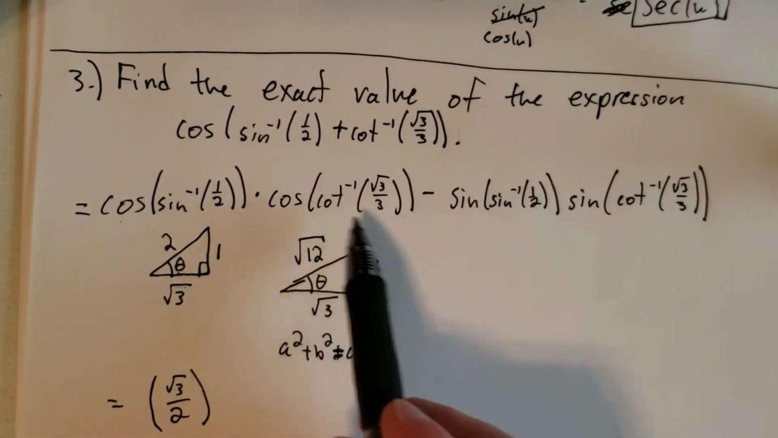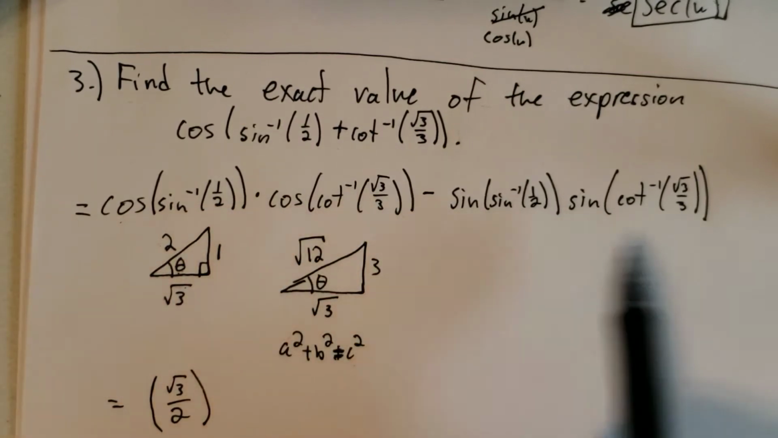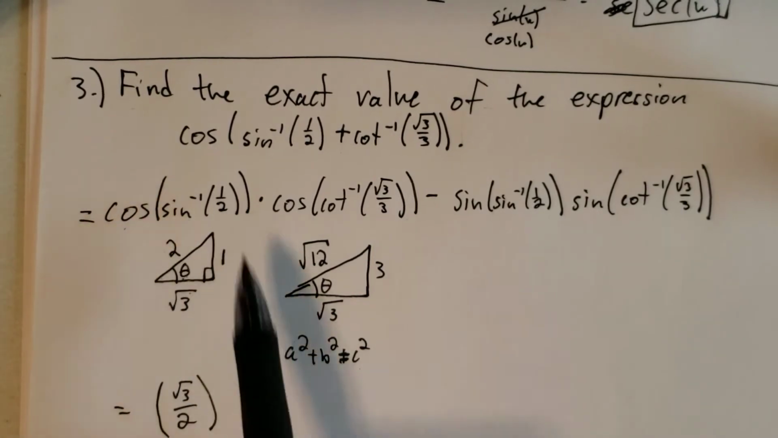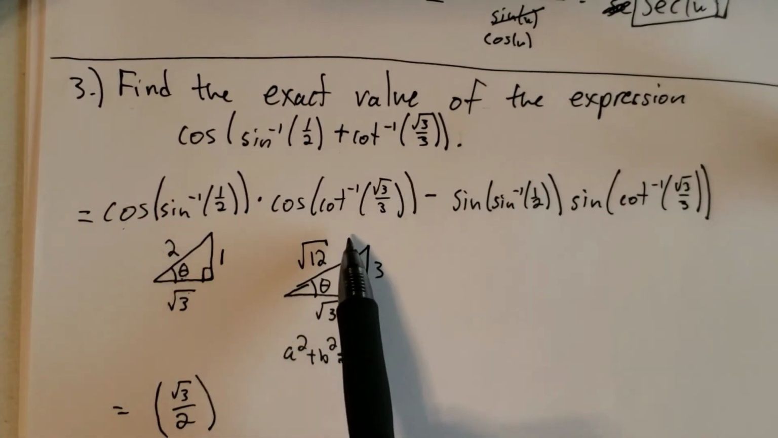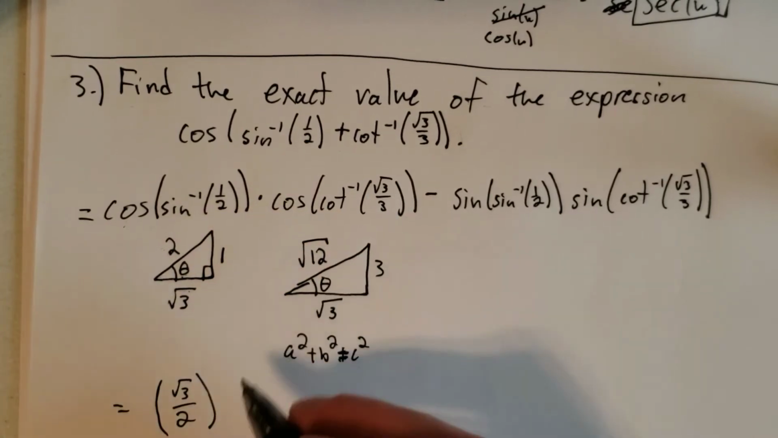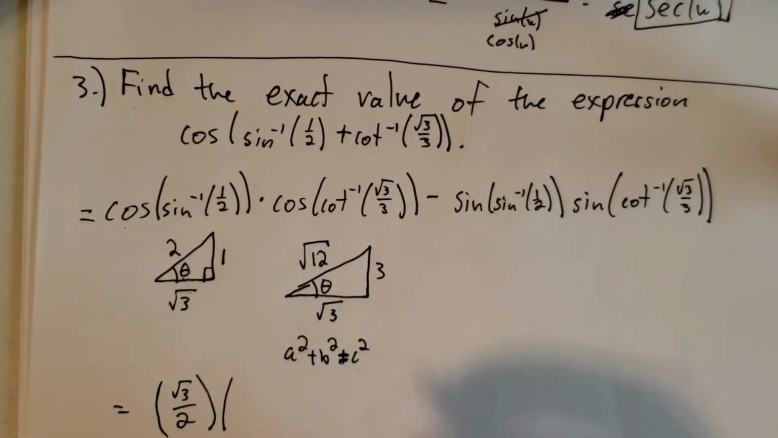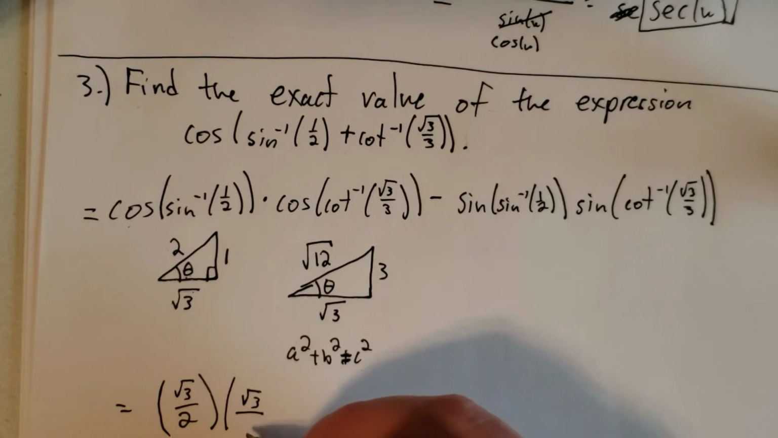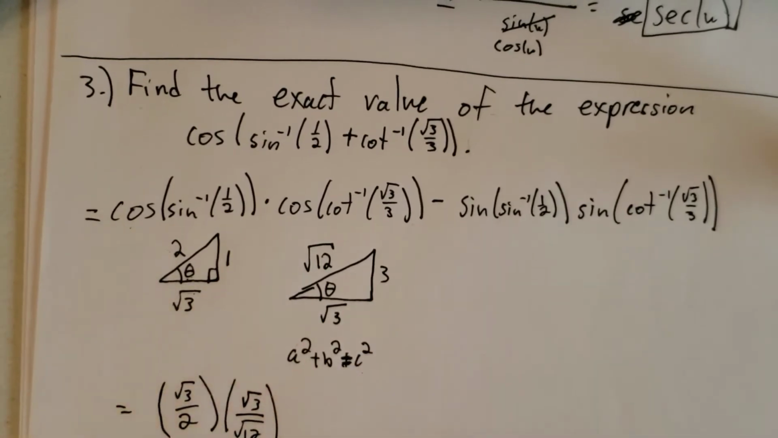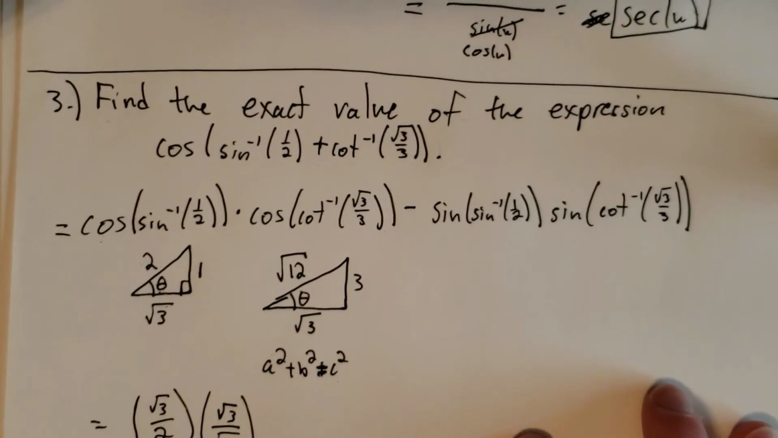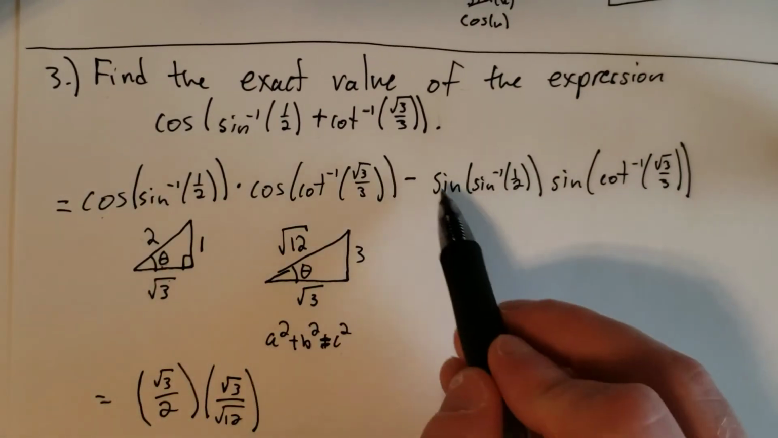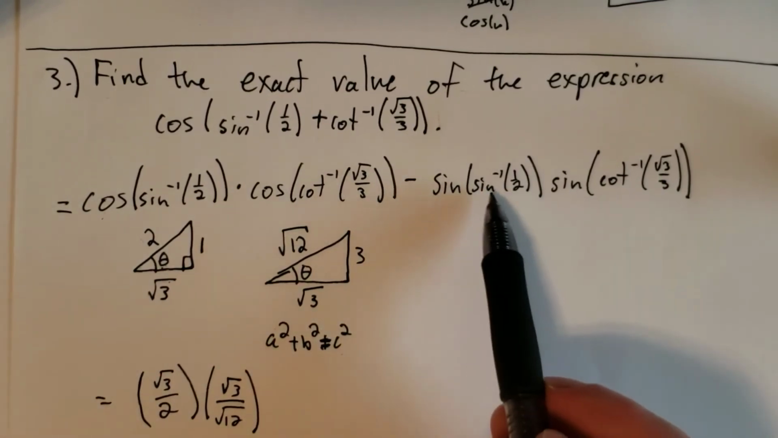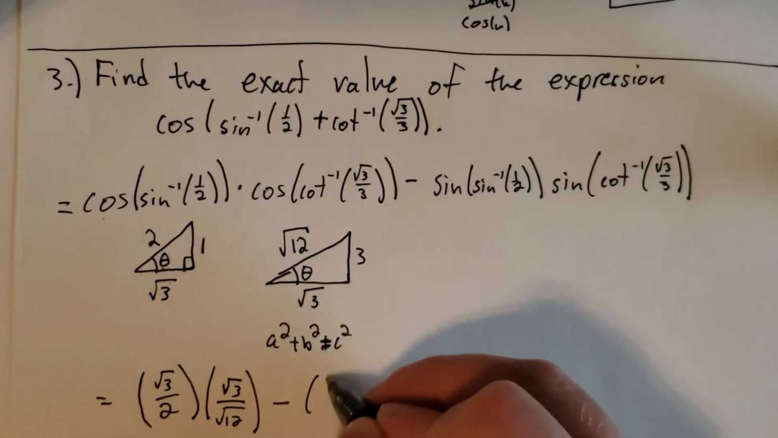But anyways, going back to what we're trying to do up here, we're trying to find out what this expression is. We knew that cosine of sine inverse of 1/2 was square root of 3 over 2. So cosine of cotangent inverse of square root of 3 over 3 is the square root of 3 over square root of 12. Then, what is sine of sine inverse of 1/2? Well, sine and sine inverse cancel each other. So sine of sine inverse of 1/2 is just 1/2.